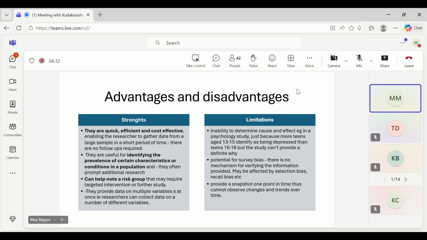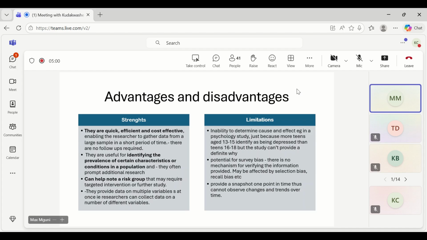conclusions. It has a potential for bias, so there's no mechanism for verifying the information provided, because remember, you are not following up the people, you are not going backwards. Some people may just give you the information so that they can pass the interview, or they can get it behind them. So these may also be affected by selection bias or recall bias. Some people might have forgotten what happened or how they were living in the past 2 years.